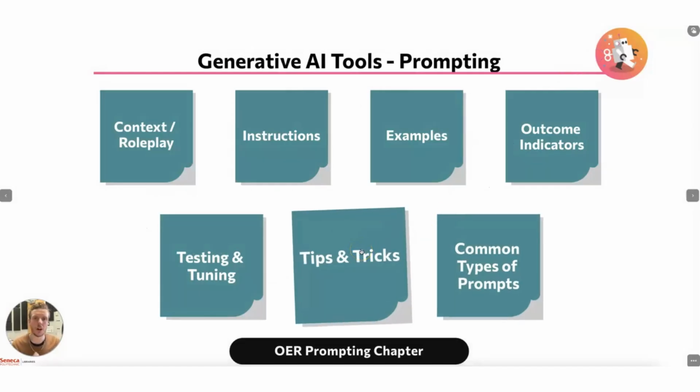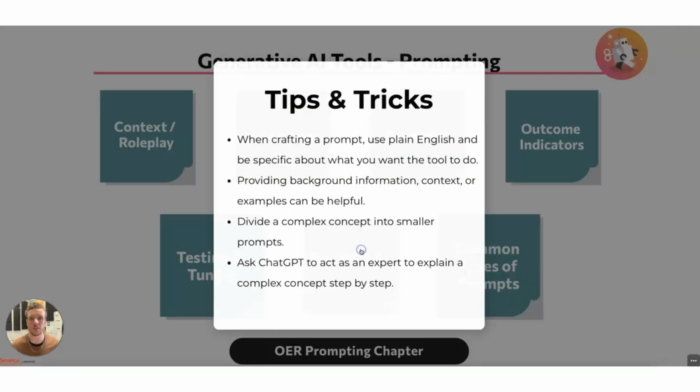There's some more content on this slide that you can access in the description below, but some final tips here: use plain English whenever possible, provide as much background information as you can, and if you do not have a specific role to reference, you can always say act as an expert. That's a helpful way to make sure that it's paying more attention to detail when it's producing an output for you. But something that's really important is to divide a complex concept into smaller prompts.